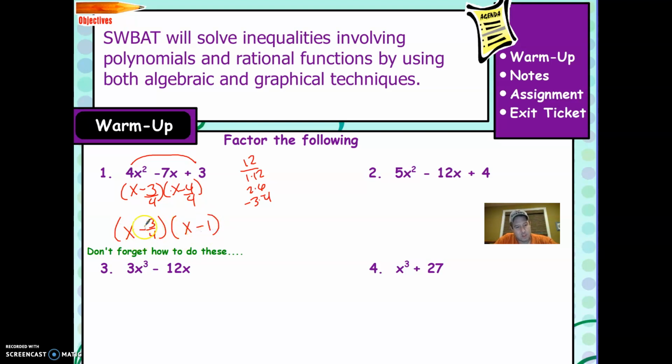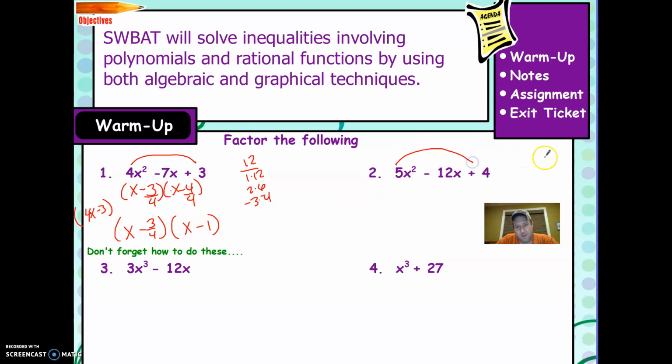Now, you could change this. Technically, this is the same thing as 4x minus 3. That's the exact same thing. If you want to convert this factor into this, no problem. But the reason why I would keep it this way is because that's easily going to tell you the x-intercept.